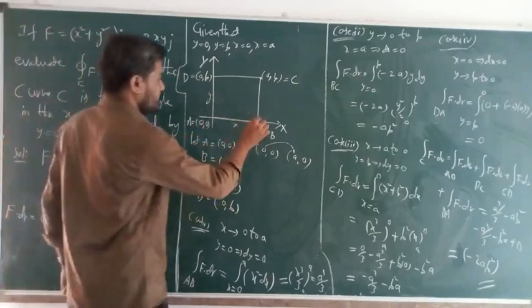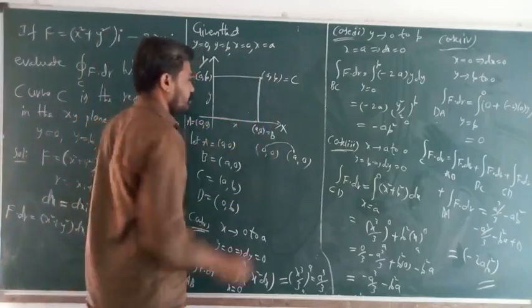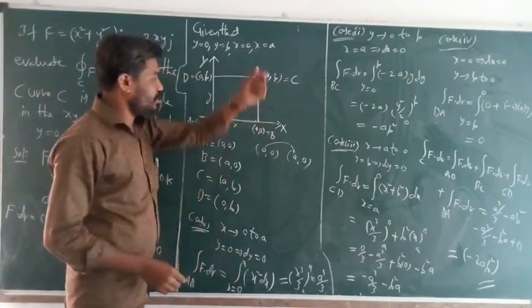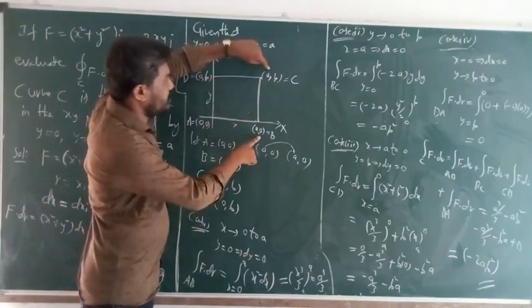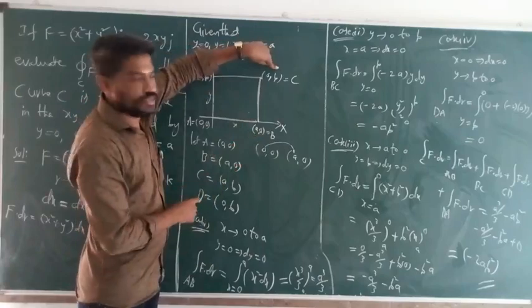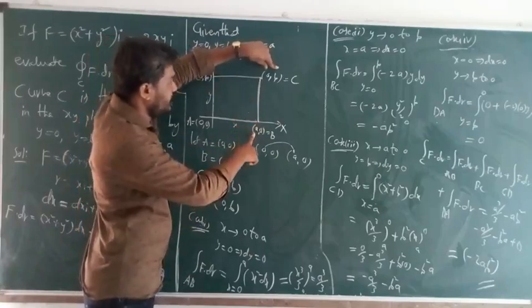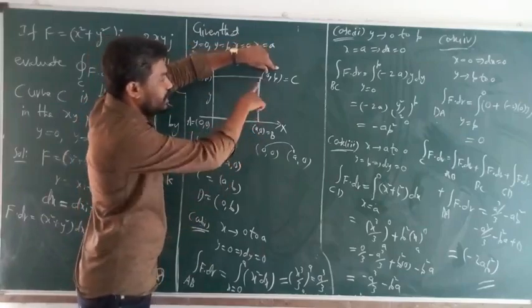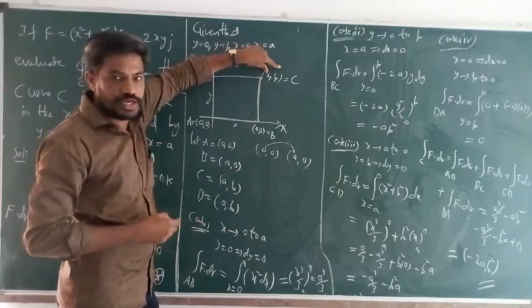Next, the integration from B to C. What happens here: limits are very important. This is (a, 0) and this side (a, b). In this case, x is a on both sides, a fixed value, so x is not selected as a limit.